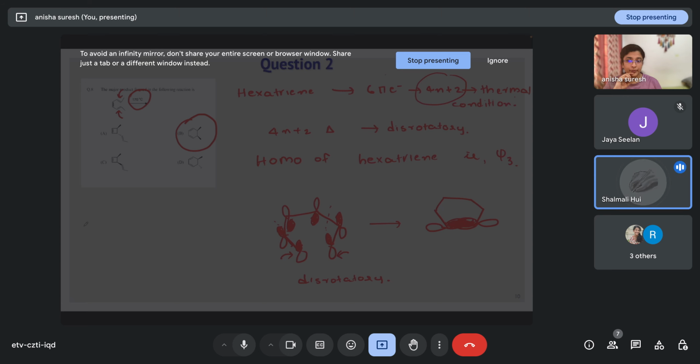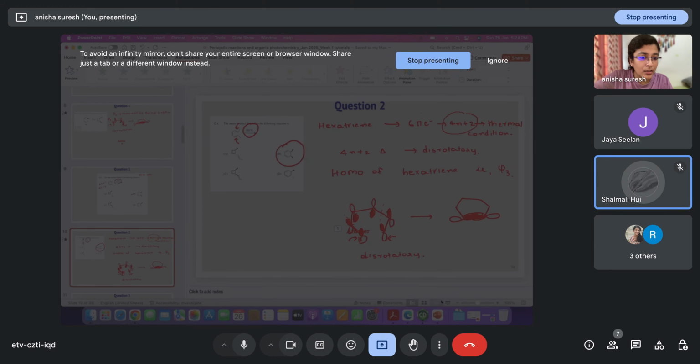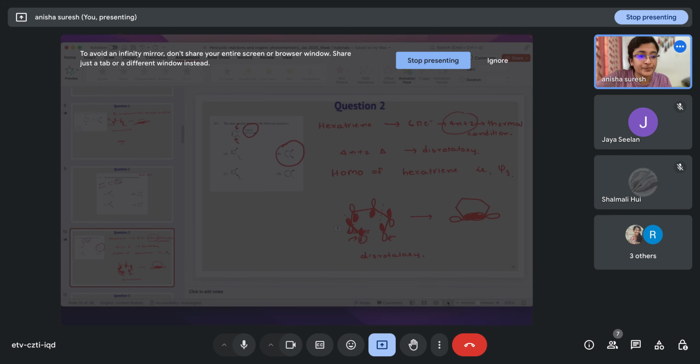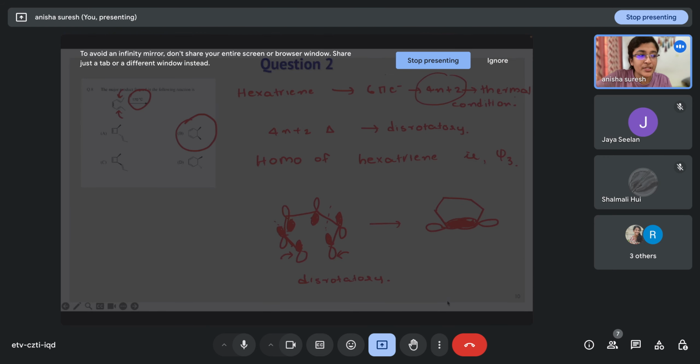The slide is not visible. Slide is not visible. Hello? Hello? No, the slide is not visible. Okay, let me see. No, slide is not visible. Not visible. And now it is coming. Okay, okay. Maybe some internet issues. Now is it clear? Is it visible? Yes, now it is visible. Okay.